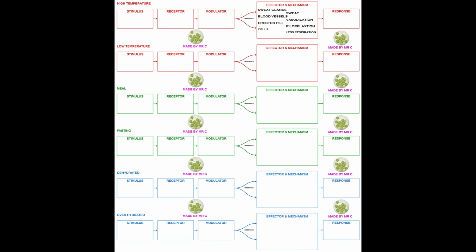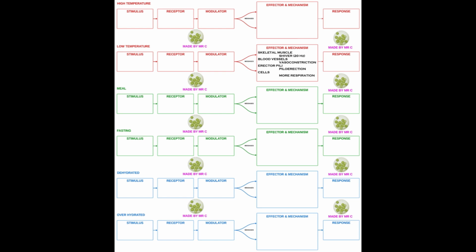The water from the sweat uses the heat from the blood to change phase from a liquid to a gas, taking the heat with it, and pilo-relaxation allows the air to come in and remove the water vapor. The hypothalamus also tells the thyroid gland to release less thyroxine, and less thyroxine tells the cells to use less cellular respiration and therefore generate less heat. And therefore the overall response is a lower blood temperature. And the response directly opposes the original stimulus and it's negative feedback.